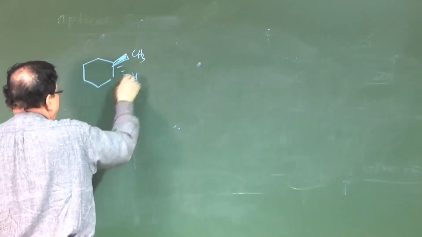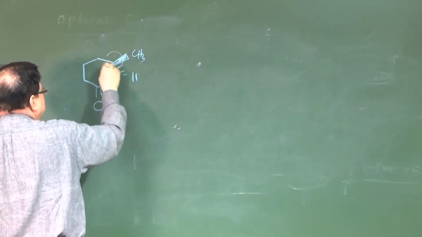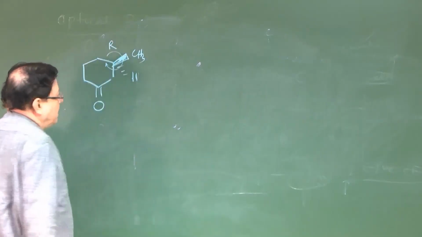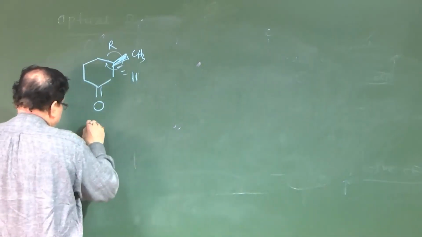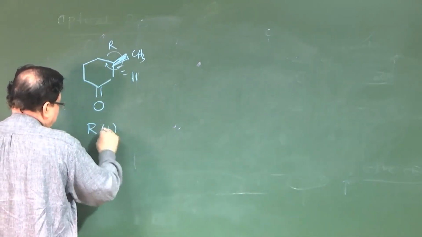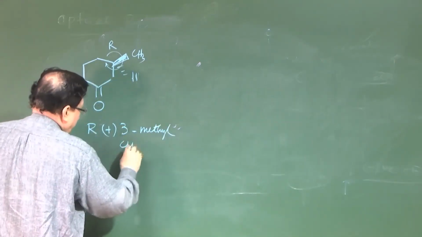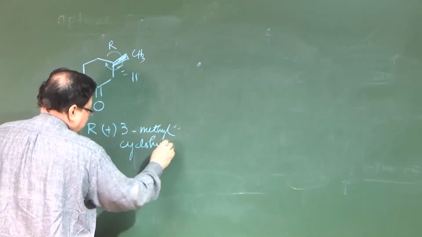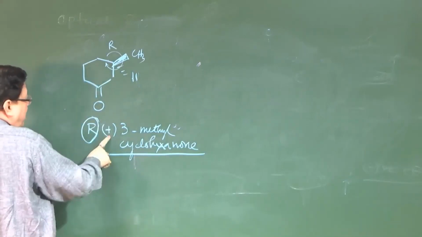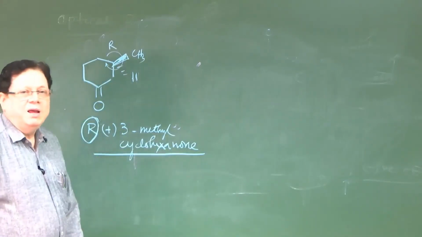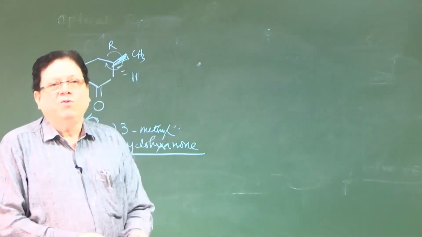Let us take one problem now. This molecule is 3R; this is 1, this is 2, this is 3. So, that is the R configuration. What is known is that this is R-(+)-3-methylcyclohexanone. The absolute configuration of the plus 3-methylcyclohexanone is R. So, that is known. The question is now, what is the conformation of this molecule?